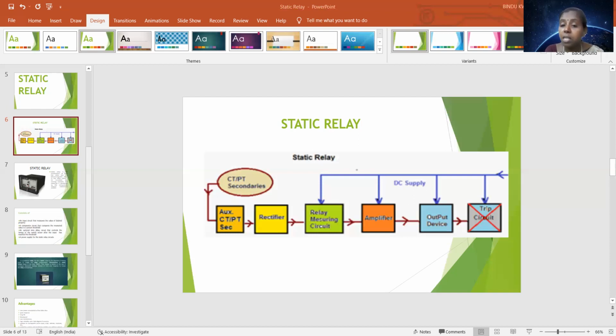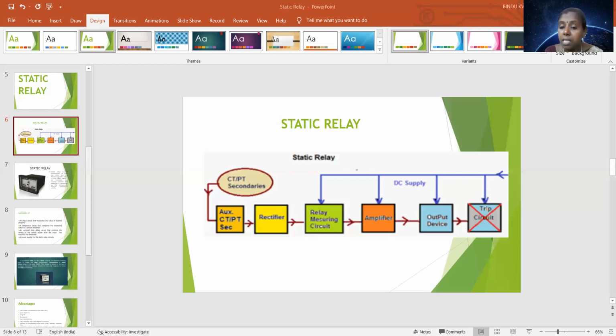Okay, so in conventional electromagnetic relays, these measurements are carried out by comparing the operating quantity, that is the torque or force, with the restraining torque or force. The electromechanical relay operates when the operating torque exceeds the restraining torque. The pickup value of the relay is obtained by the movement of the movable element in the relay.